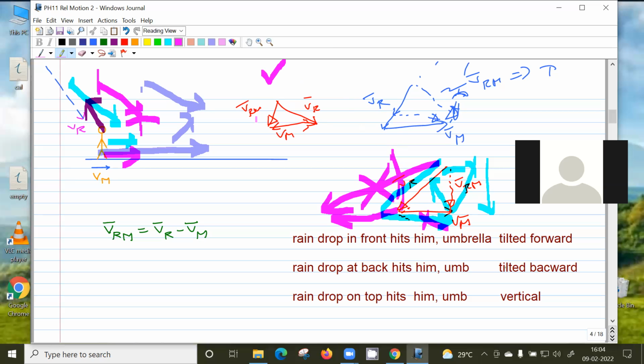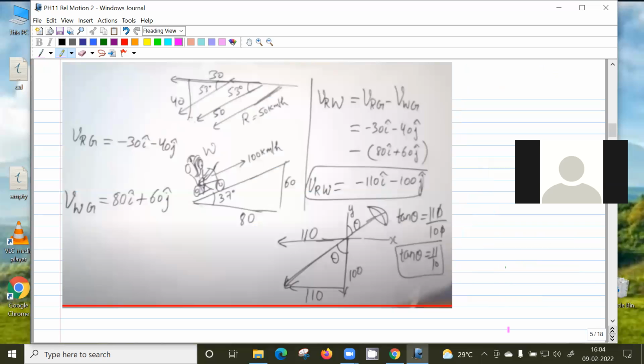I figured it out after the class. So this is the summary. If the raindrop hits from the front, the umbrella is tilted forward. If the raindrop is at the back, then it is tilted backwards. If the raindrop is vertically upwards and hits him, then the umbrella is held vertical.